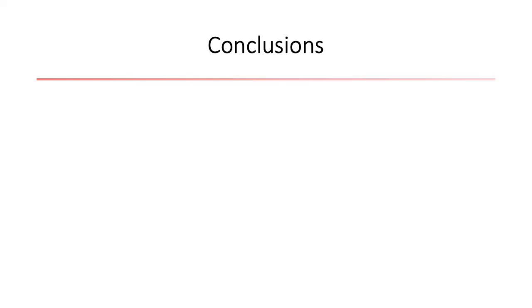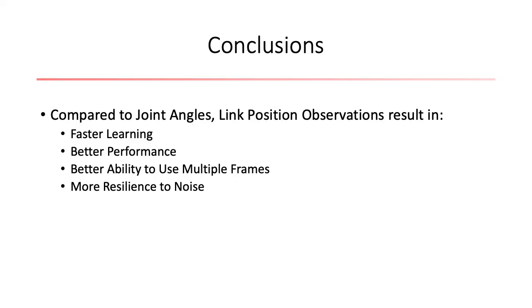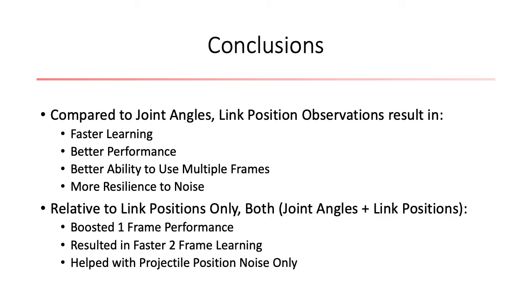To summarize, compared to joint angles, link position observations resulted in faster learning, better performance, better ability to utilize multiple frames, and had more resilience to noise. Additionally, relative to link positions only, policies with combined joint angles and link positions had better performance in the one-frame case and faster learning in the two-frame case, and in terms of projectile position noise, were more resilient.